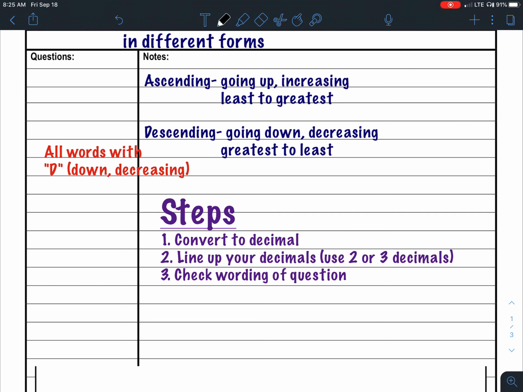That's where we're going to look for ascending, descending, anything that tells us the order that we need to put it in, because I can guarantee you on a multiple choice test, they're going to have both greatest to least and least to greatest, which means you can do all the work correct, but if you don't read the question carefully, you will get it wrong because you will do the wrong order.